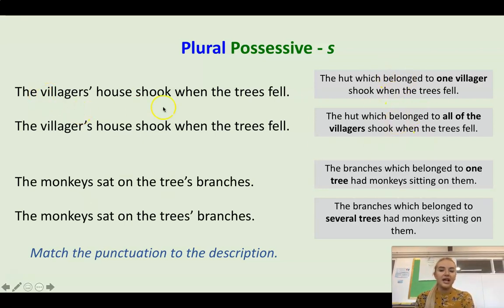So I've got the villager's house shook when the trees fell. The villagers' house shook when the trees fell. Both of these villagers are my noun. One of them is identifying a singular possessive apostrophe. The other one is a plural possessive apostrophe. Can you find out which sentence matches them? Does it belong to one villager? All the villagers, which is which? And then do the same for the monkey sat on the tree's branches or the monkey sat on the trees' branches. Have a think, which sentence does it match to?